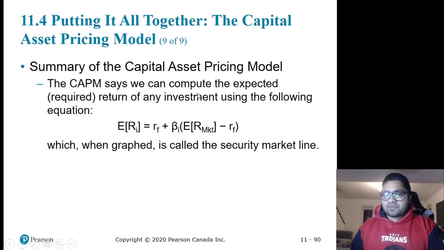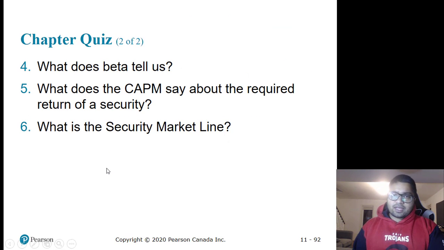So the CAPM model says we can compute the expected return using the following equation. Expected return equals the risk-free rate plus beta times the market risk premium. And that's it.